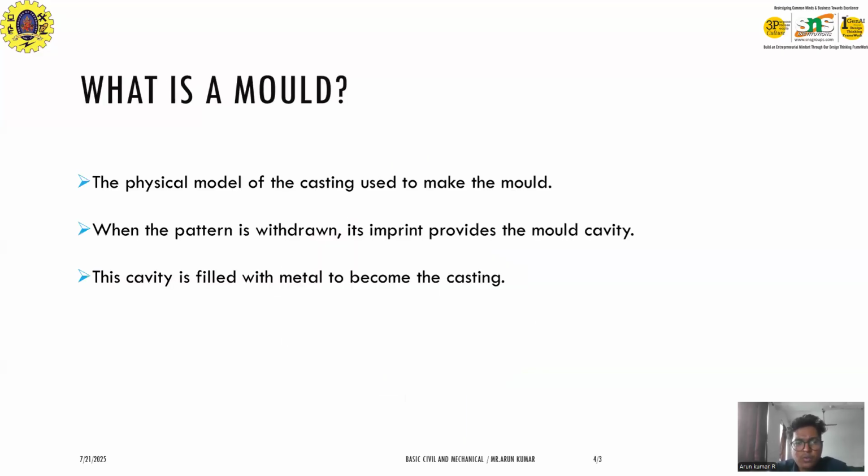Then how do you make a mold? The mold is nothing but a physical model of the casting. When the pattern is withdrawn, an impression is left in the mold cavity. This cavity is filled with metal to become a casting. I already told you, it is whichever pattern you want.